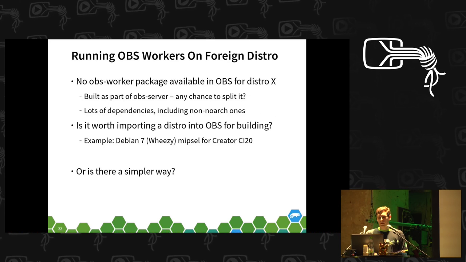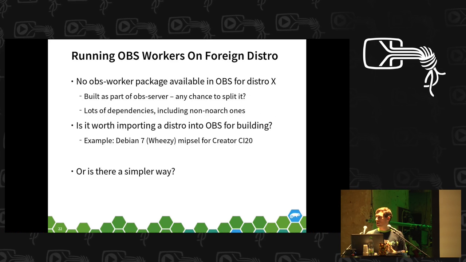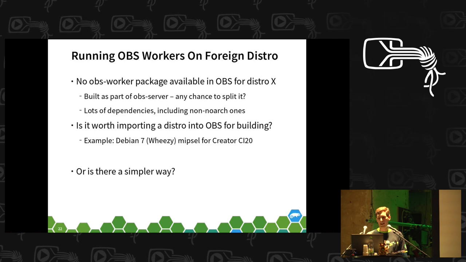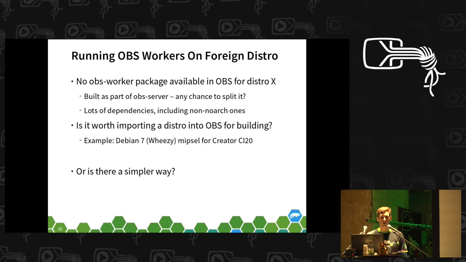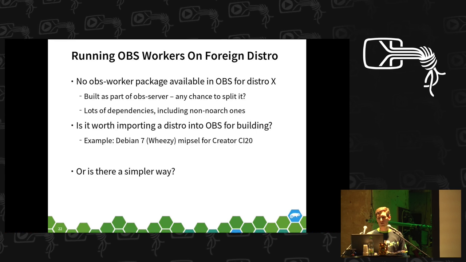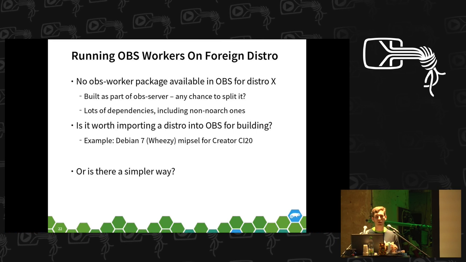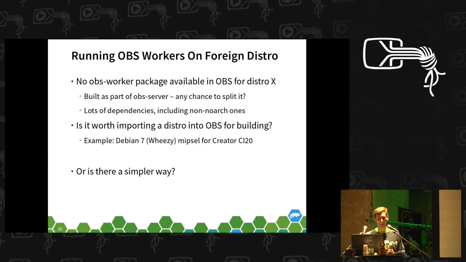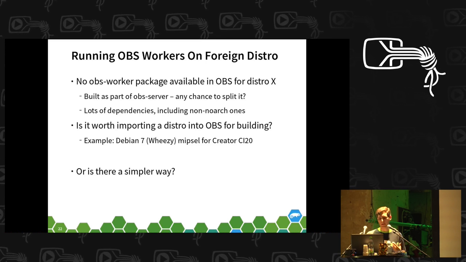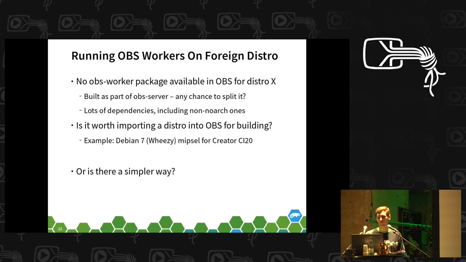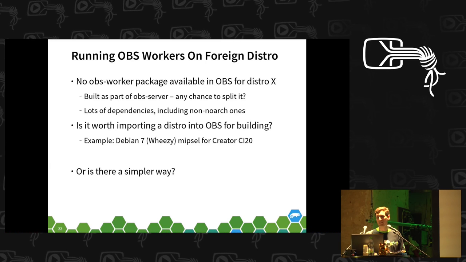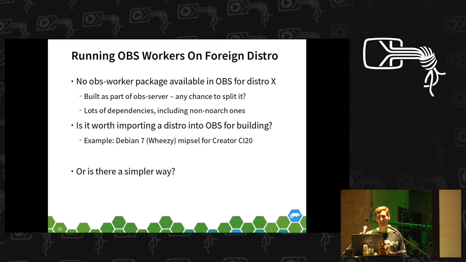If we take a look at a random Linux distribution, then chances are that there is no OBS-worker package available, which is the easy way to install workers on the openSUSE distribution. That works quite nicely. It's also a noarch package with only a rather small set of dependencies. Unfortunately, my first thought was, can I just build OBS worker for another distro in the build service? Unfortunately, it's built as part of OBS server, which has lots and lots of dependencies.